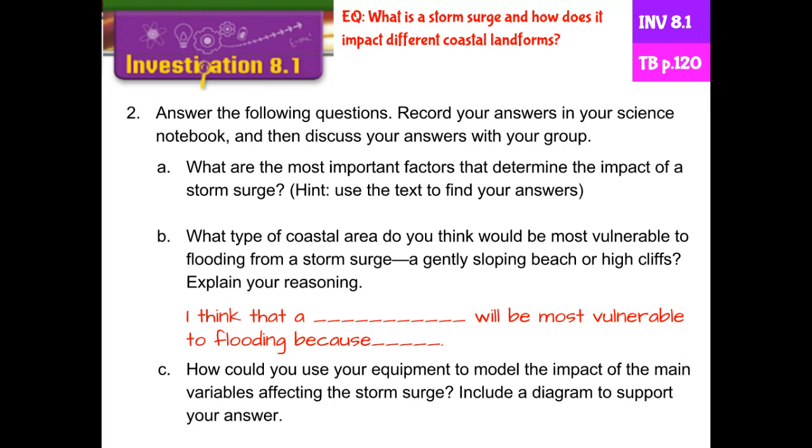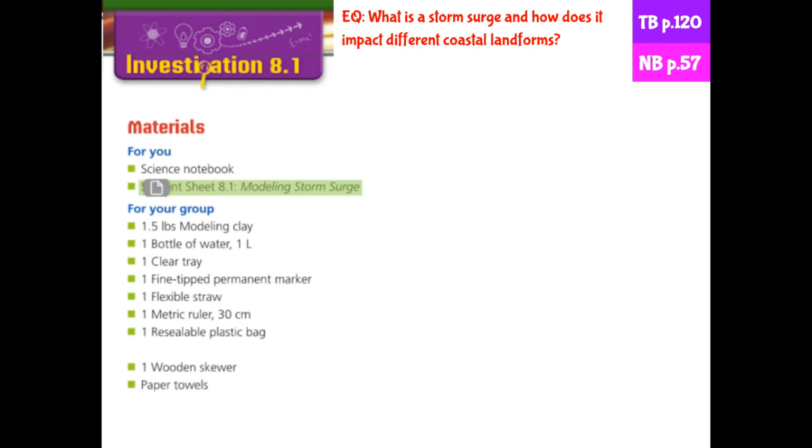So as we look to this, we're going to be recording our information. We're going to be doing 2A, B, and C to start our lab, talking about the most important factors when determining storm surge. And then B, you're going to be writing, I think that a blank will be most vulnerable to flooding, because you'll be choosing between a gentle sloping beach or high cliffs. And then we're going to be using our equipment to investigate this question.